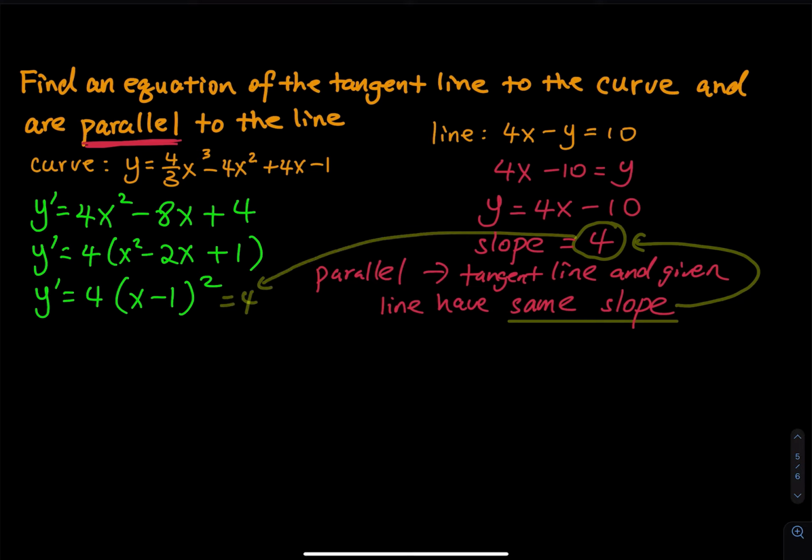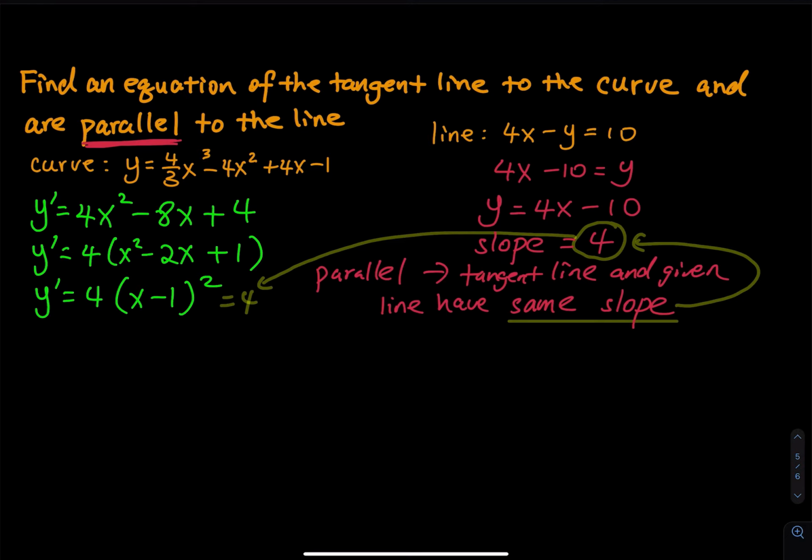So we have to set that equal to 4, and then we have to find out which point on the curve has slope equal to 4. Makes sense, right? So parallel means the tangent line and the given line have the same slope, which is slope equals 4. So we have to go back to the tangent line, set y prime equal to slope 4, and then find out at what x value on the curve gives me slope equal to 4.